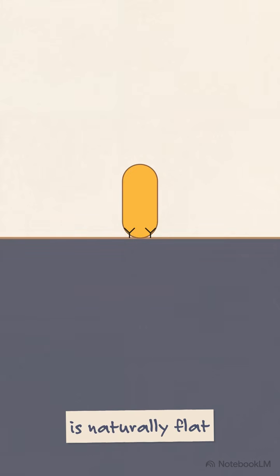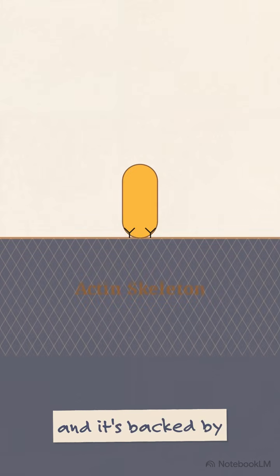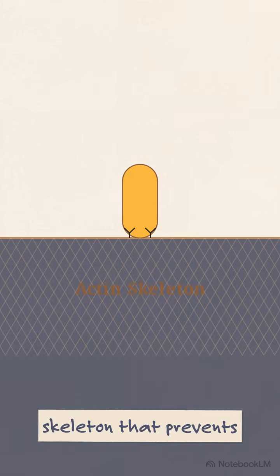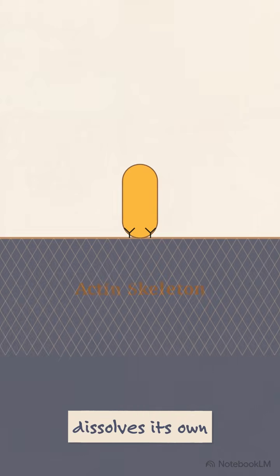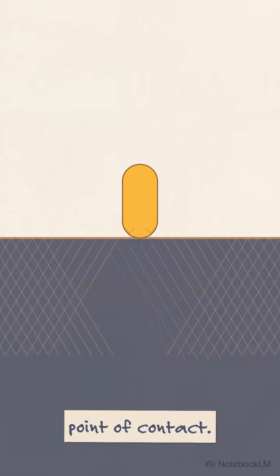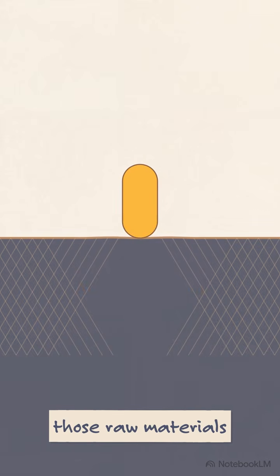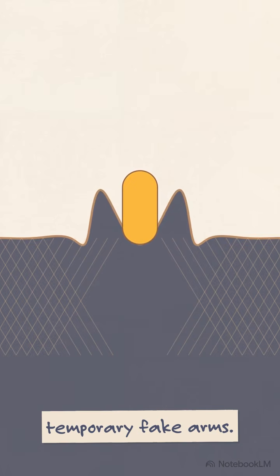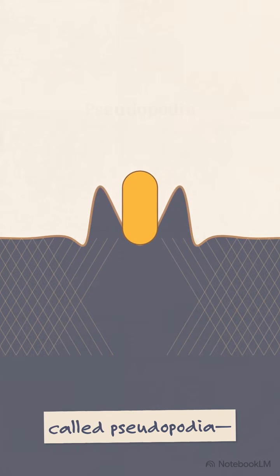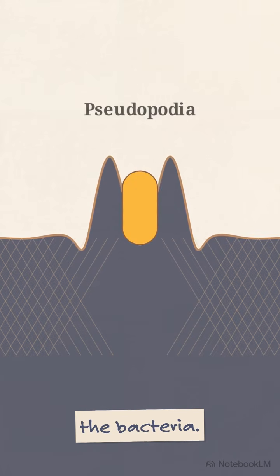The cell's membrane is naturally flat and tense, and it's backed by a rigid internal skeleton that prevents it from bending around the invader. So the cell violently dissolves its own skeleton right at the point of contact. It rapidly rebuilds those raw materials outward, aggressively pushing the membrane into temporary fake arms. These extensions, called pseudopodia, reach out to completely hug the bacteria.